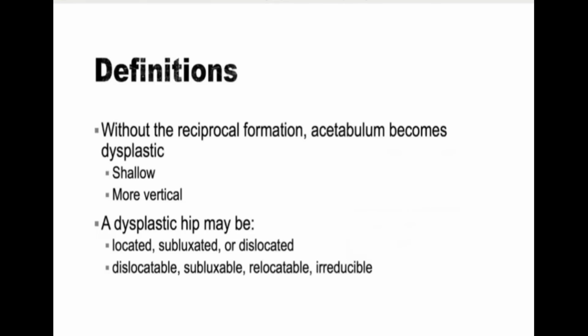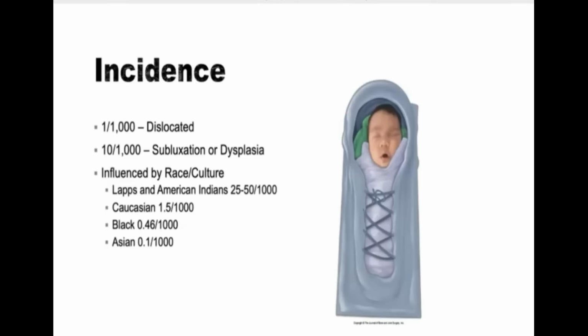So without that reciprocal formation, the acetabular side, or the socket side, becomes shallow or more vertical, and that dysplastic hip can be located. It can be subluxated, so one that shifts in and out of the joint, or it can be dislocated. And that hip can be dislocatable, so a hip that's in at rest but you can take out, or it can partially come out, so subluxable, or it can be relocatable or irreducible. So try to realize that this is a whole spectrum of anatomy.